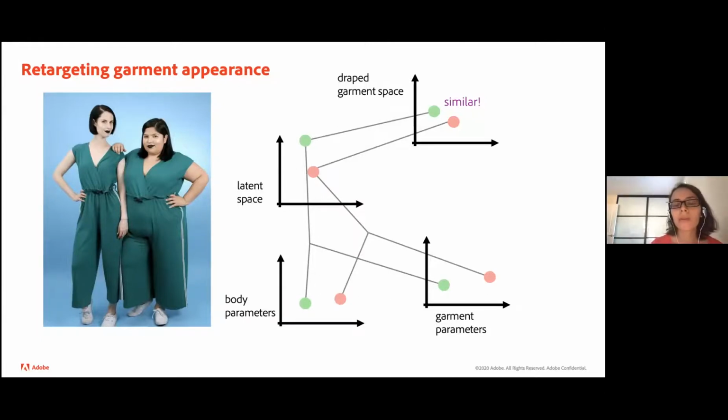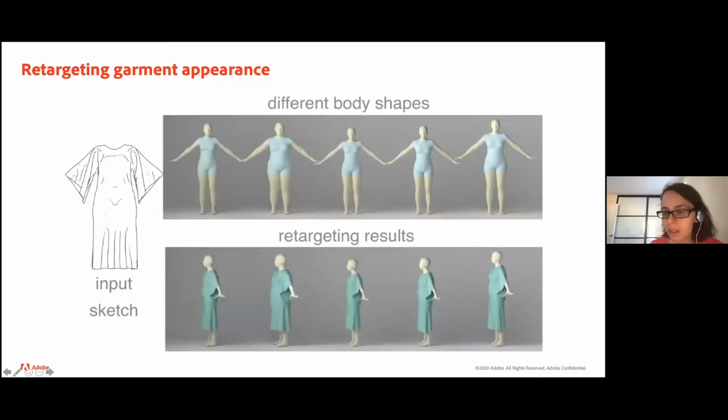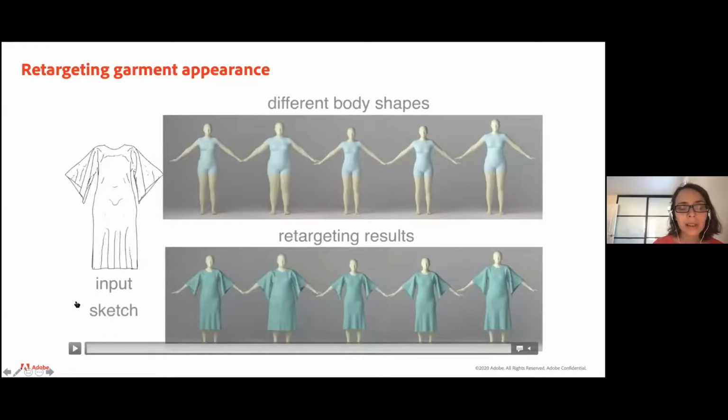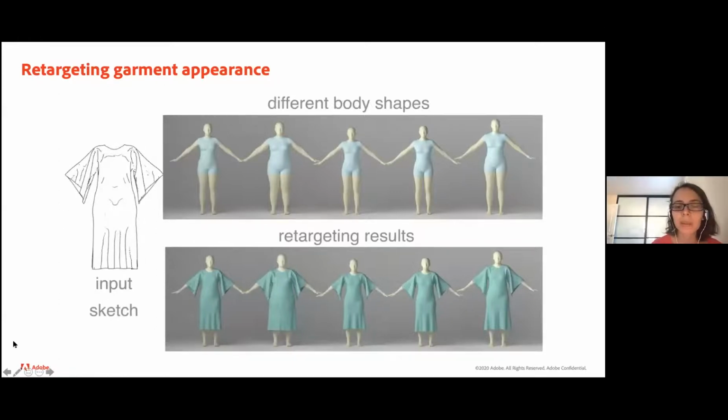Since we have learned our latent space, which is a continuous space, we cast this as an optimization problem in the latent space. So the goal is to find a vector in our latent space so that if we drape it on the new body shape, it will look similar. And here are some results. As you can see, given a single input sketch with different body shapes, we can automatically infer different sets of garment parameters so that the draping looks more similar across the different body shapes.